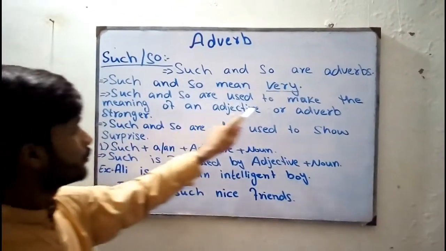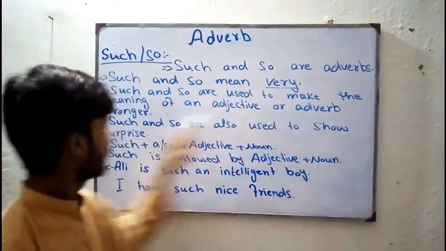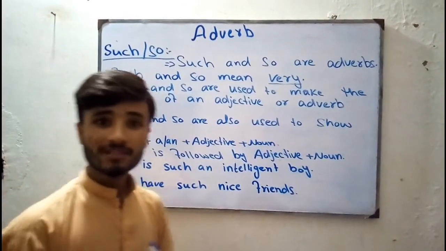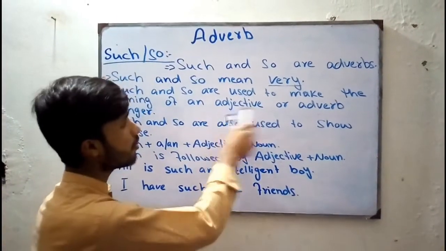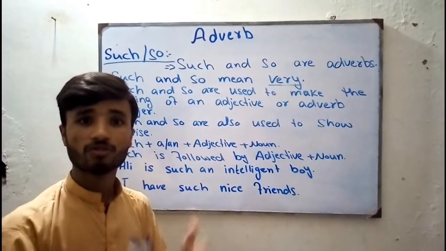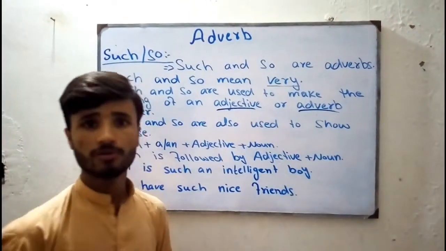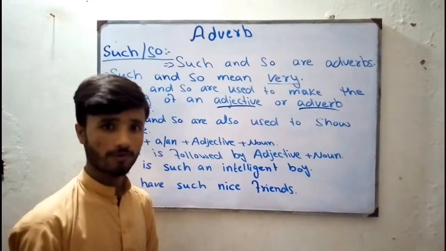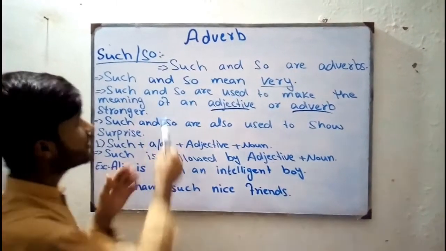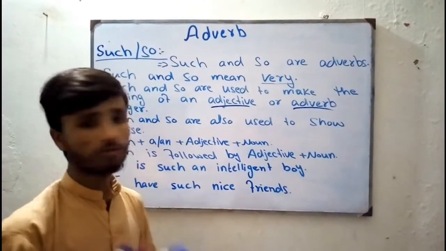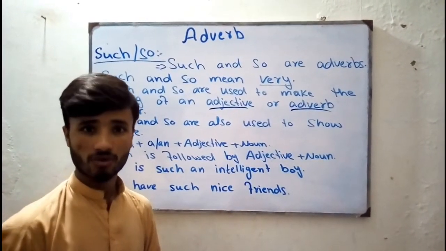Such and so are used to make the meaning of an adjective or adverb stronger. What is the usage of it? It is used to make the meaning of an adjective or an adverb stronger. I have already explained adjective and adverb in a previous video. The link of that video is given in the description. If you haven't watched that video, you can watch it from the description.